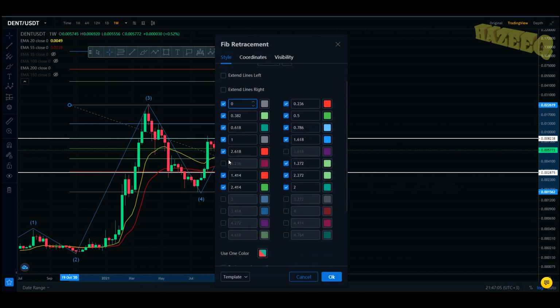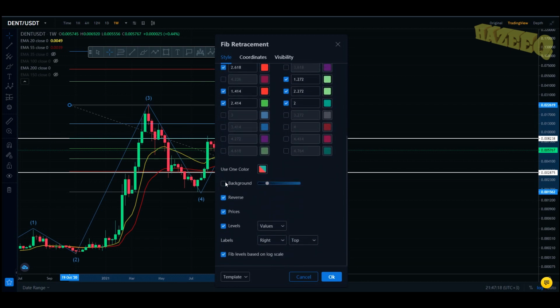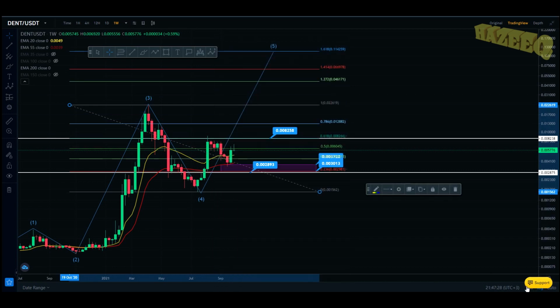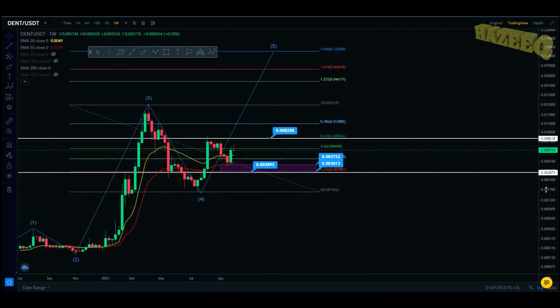You want to add some levels: the 2.618, the 1.414, 2.414, 2.272, 1.272, and as well 1.618. You can remove or add background if you like. I have it in reverse, and I have my labels on the right, and set the fib levels to log scale because we're on logarithmic scale, okay?